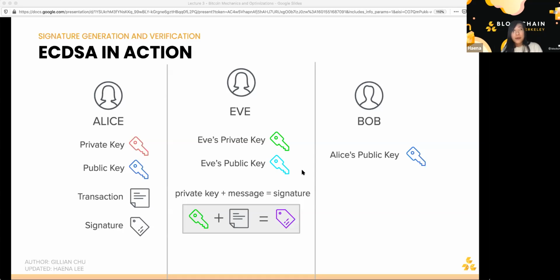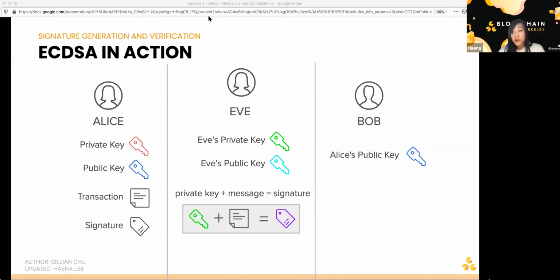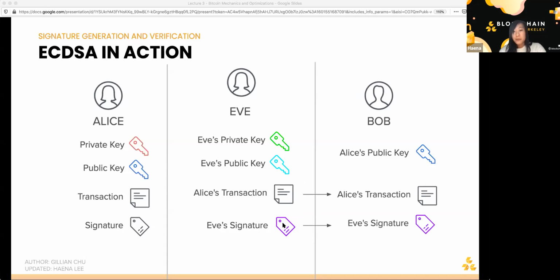So Eve is like, okay, well, I want to be able to pass off this transaction as my own. Like, I made this, not Alice. Even if Eve tried to pass off the transaction as her own, Bob will be able to verify that Eve didn't make the original transaction. Okay, I got a little ahead of myself there. So Eve has the original transaction. She creates her own signature by signing the message with her private key, not Alice's. And then after creating her own signature, Eve sends the original transaction and her signature to Bob.